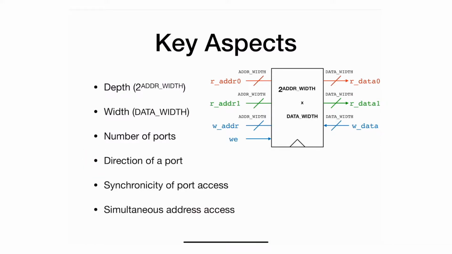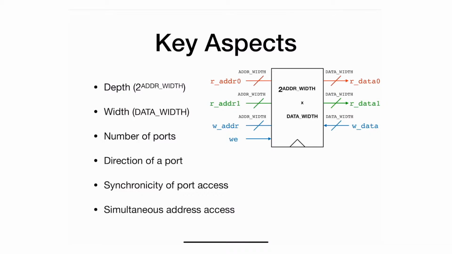Then there is the synchronicity of a port access, whether you access it with a clock or at any time. This is not very clear on the graph, and as a designer you're going to have to make a decision on the synchronicity of a port read or write. Generally speaking, a write is always synchronous. That's how I've seen it. The read is up to you whether you want it asynchronous or synchronous. Asynchronous meaning you can read it all the time.